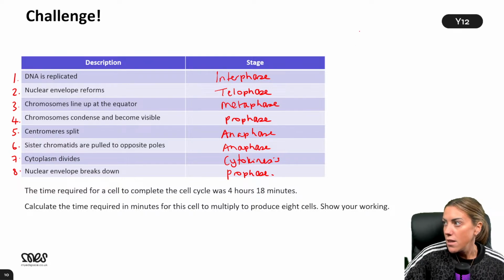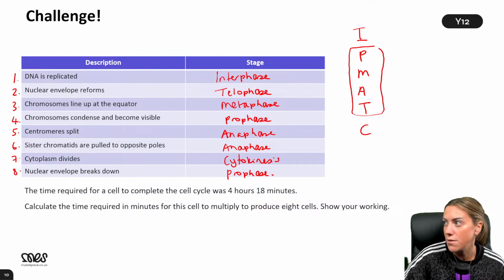Okay. So it's just a case of remembering this. This is mitosis. These are the 4 stages of mitosis. And then we've also got interphase and cytokinesis.